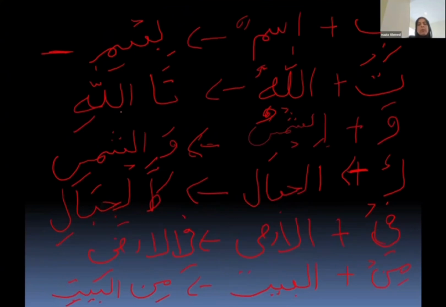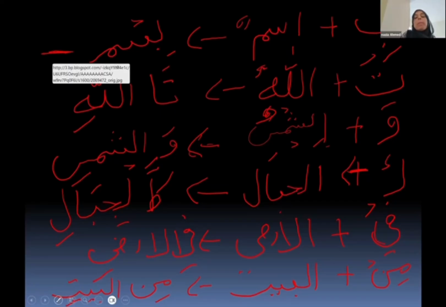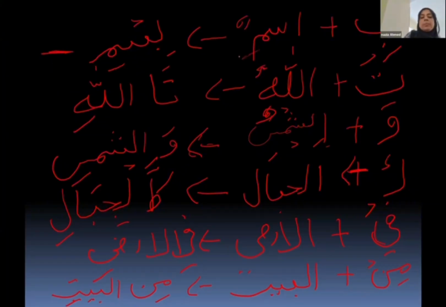I'm going to give you more examples now. Okay, here we go. The member of the letter family is B, and the noun is ism. So look at this, bismi. You all know bismillah, isn't it? You never find bismullah. Why? Because of this B, ism gets kasra.